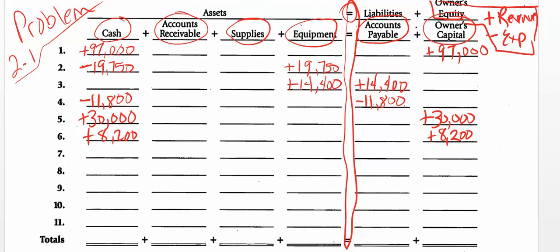So to me, it's easier when you actually have the revenue and expenses showing up, which we will on one of our other problems.